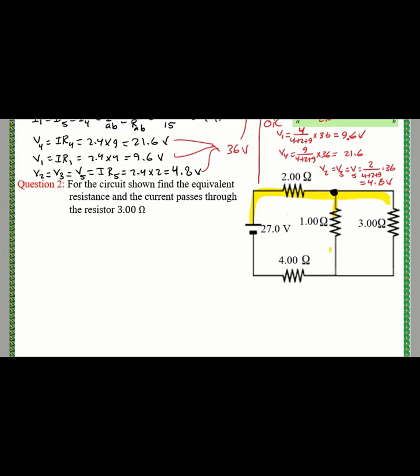This point is the beginning of the 1 ohm and the 3 ohms. This point is the end of the 1 and the end of the 3. So they have the same ending and same beginning. So we can say that these two resistors are in parallel.